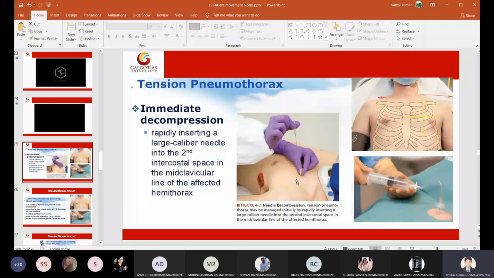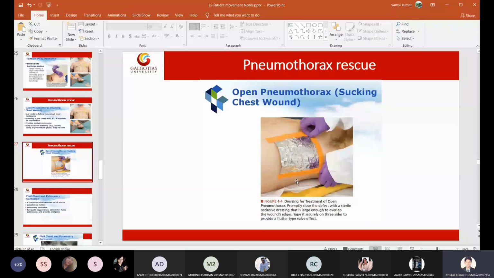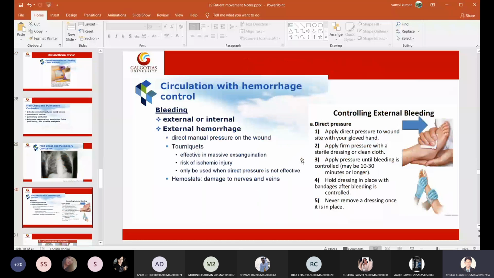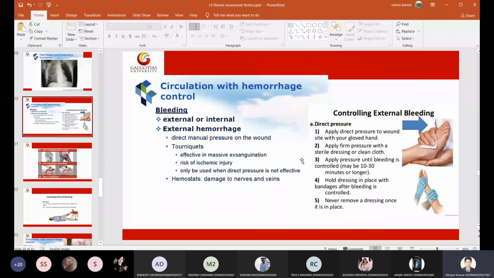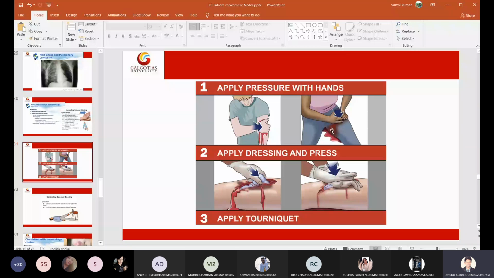Then we discussed closing the site. We need to close this area of insertion properly. If not, there will be cross contamination or secondary infection. Then I discussed bleeding. There are two types of bleeding: internal bleeding and external bleeding. External bleeding can be controlled by applying pressure on the site and keeping a dressing over it. Also, you need to tie a tourniquet to decrease blood circulation to the site of injury.